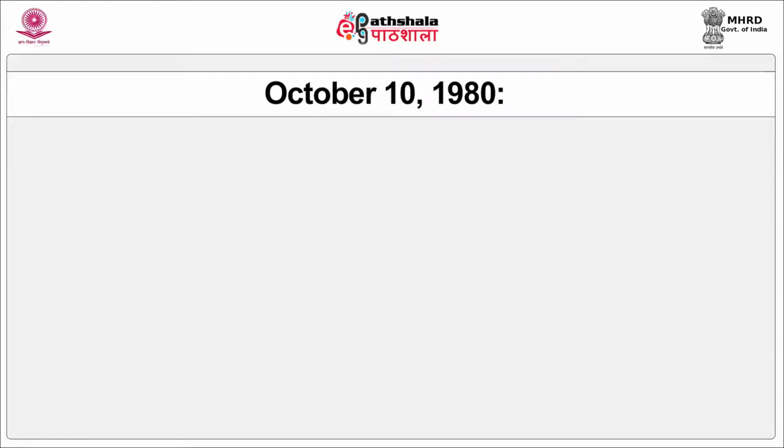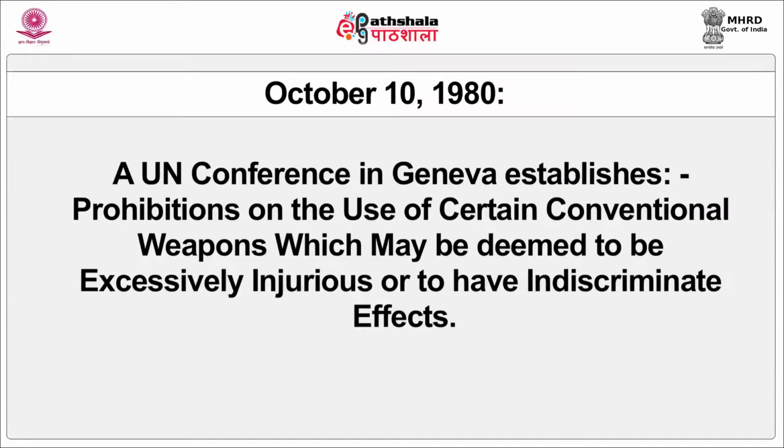October 10, 1980: A UN conference in Geneva establishes prohibitions on the use of certain conventional weapons which may be deemed to be excessively injurious or to have indiscriminate effects. Protocol on non-detectable fragments, protocol on prohibitions or restrictions on the use of mines, booby traps and other devices, and protocol on prohibitions or restrictions on the use of incendiary weapons.